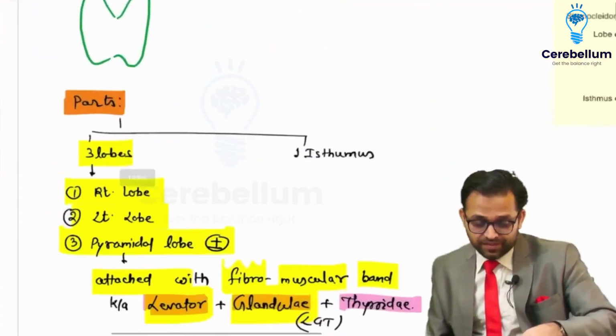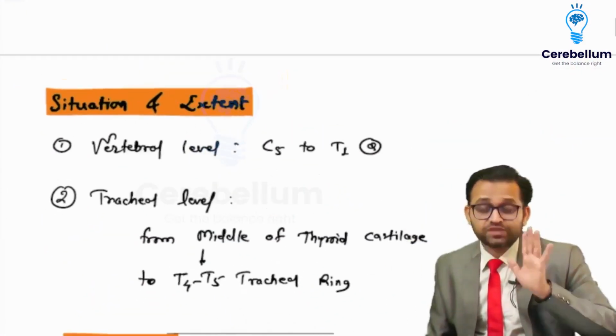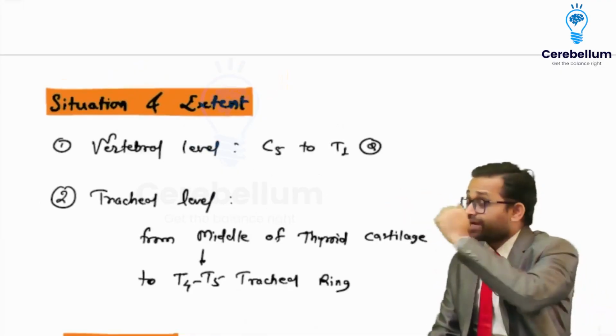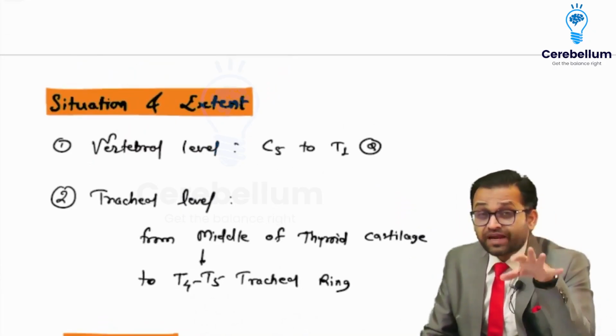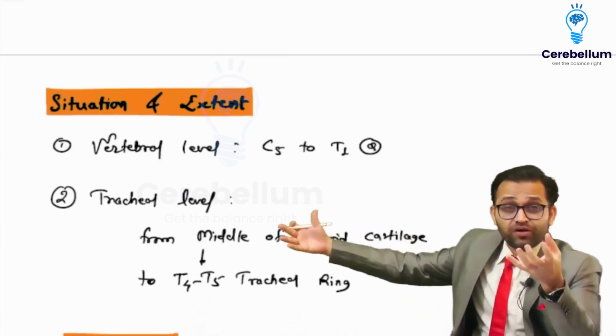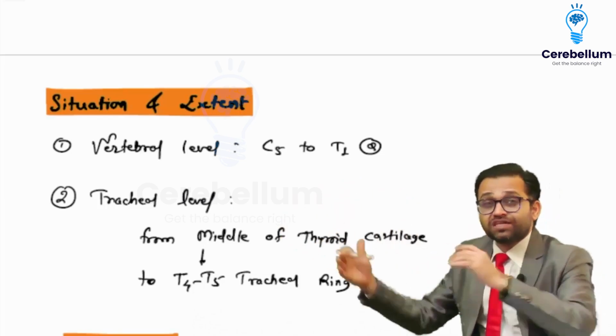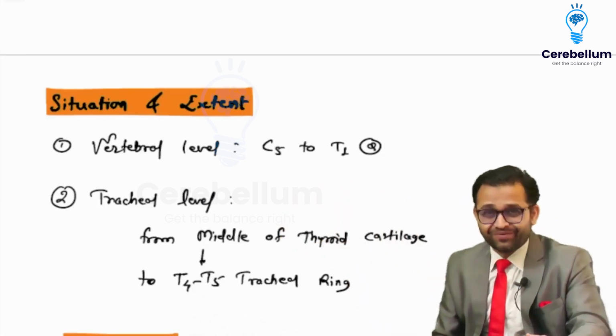Yes, sir. I told you these parts. Now we are looking at the situation and extent. MCQs are directly asked from this part. Again, I want to tell you, direct questions from the thyroid in anatomy are rare because it has more and more important points in the clinical. So clinical questions are asked. Okay, so for those clinical questions, we are making the base in our anatomy.